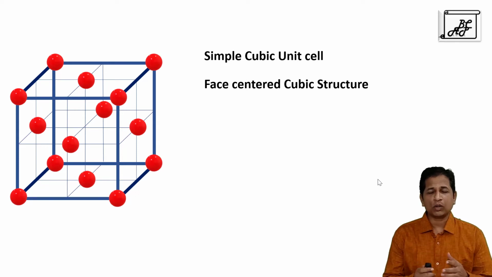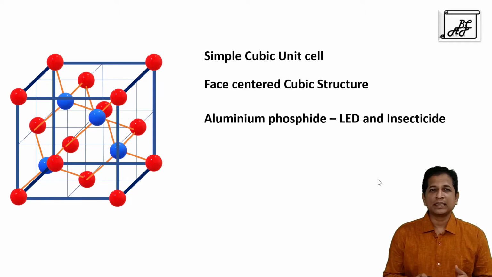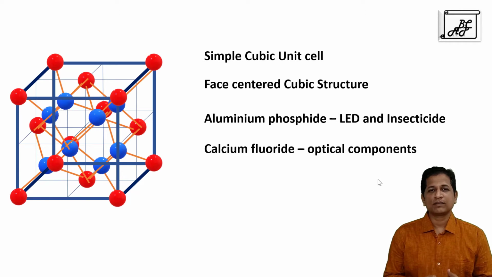You can see there are 8 boxes. These boxes are called voids. If these voids are occupied alternatively, it results in a famous example, aluminium phosphide. It is used to make LEDs, also used as an insecticide. If all the voids are occupied by atoms, the example is calcium fluoride, which is used to make optical components. Telescope is the best example.